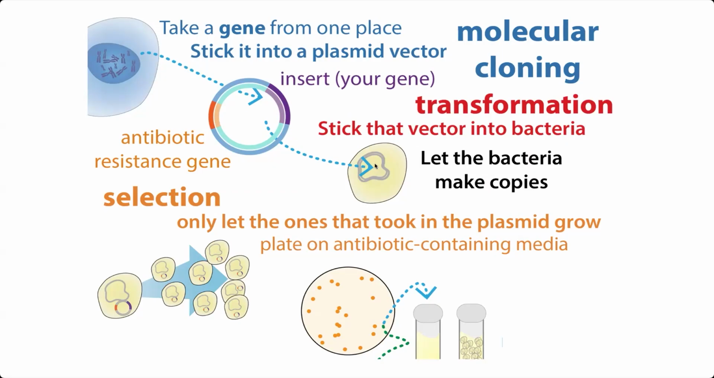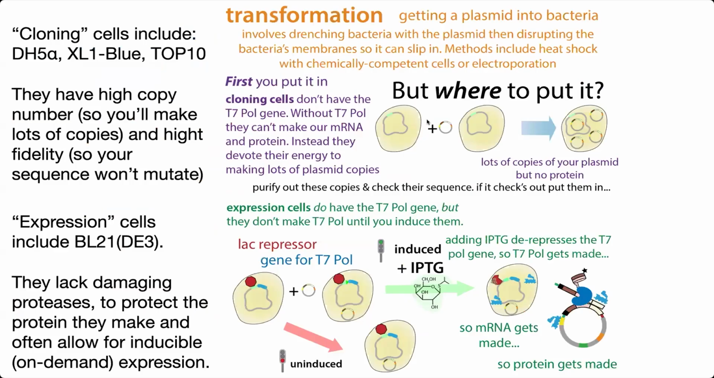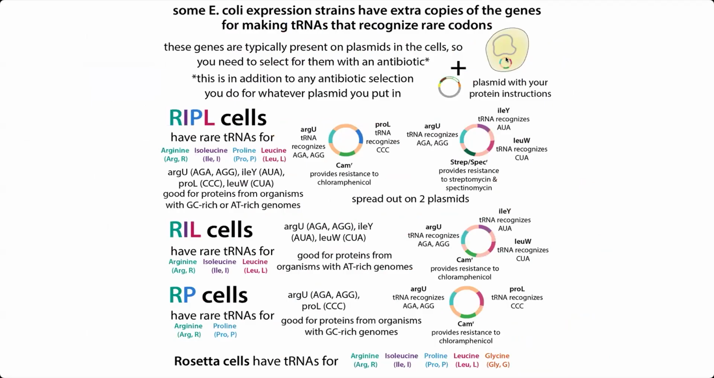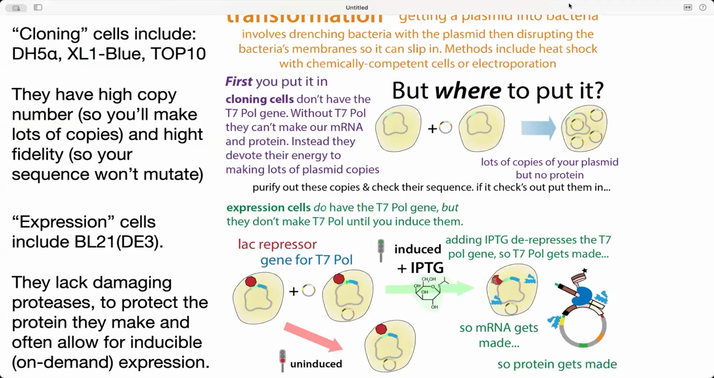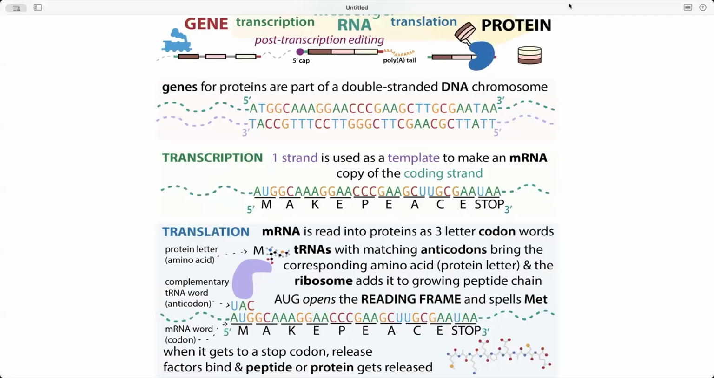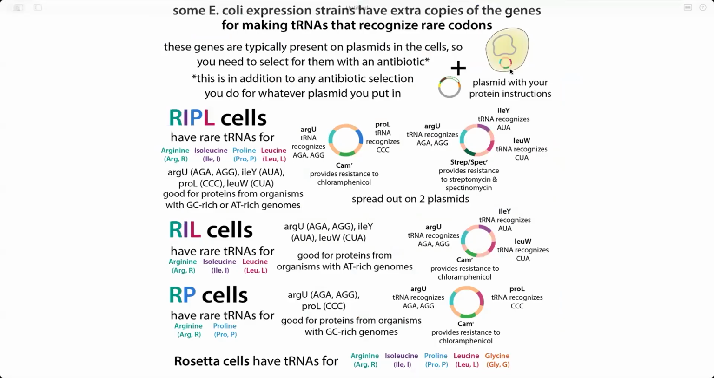But if you don't add that second antibiotic, now you're not going to have the selection for that second plasmid. And so you need those two antibiotics, one for this extra plasmid and one for the plasmid that you're putting in there. If you're looking at a RIL strain, the chloramphenicol is going to correspond to that plasmid. And one other practical note, chloramphenicol is not water soluble, and so you're going to want to make a stock of it in ethanol.